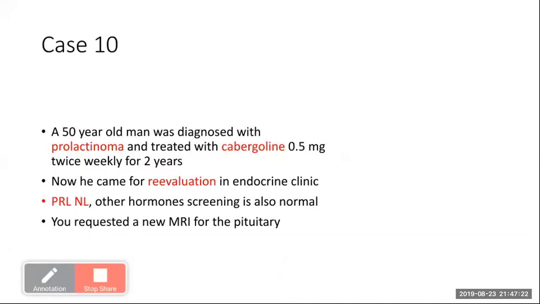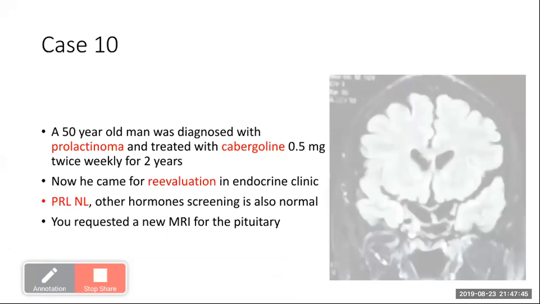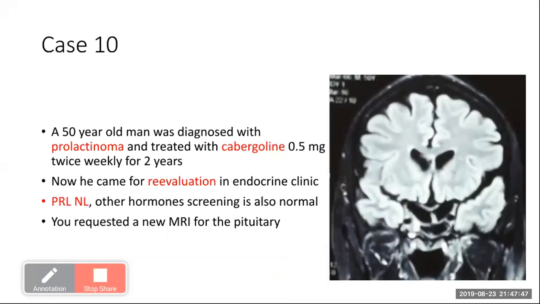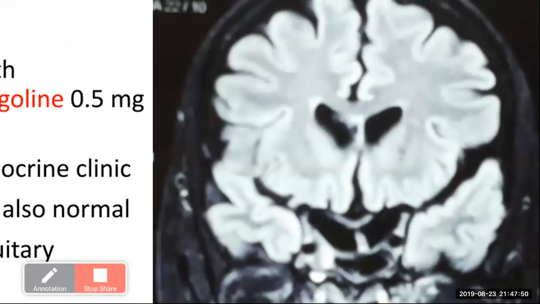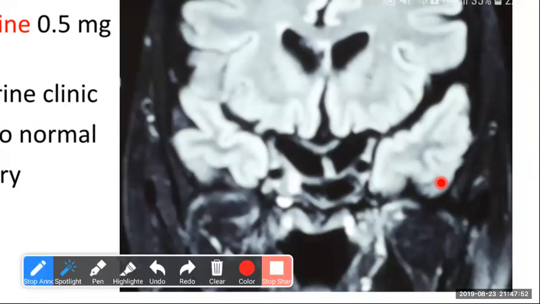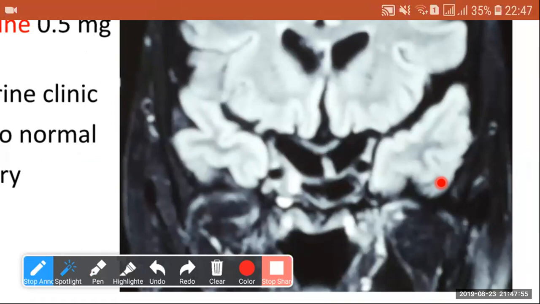In the 10th case, a 50-year-old woman was diagnosed with prolactinoma and treated with cabergoline 0.5 milligram twice weekly for 2 years. Now she came for re-evaluation in the endocrine clinic. Prolactin was normal. Other hormone screening was also normal. We requested a new MRI of the pituitary and found this. What do we see here? Empty sella.